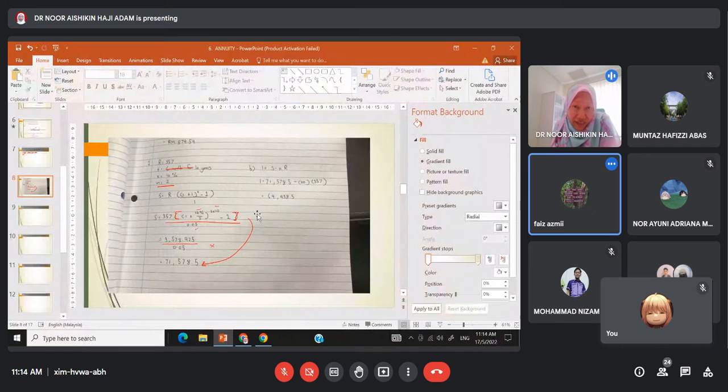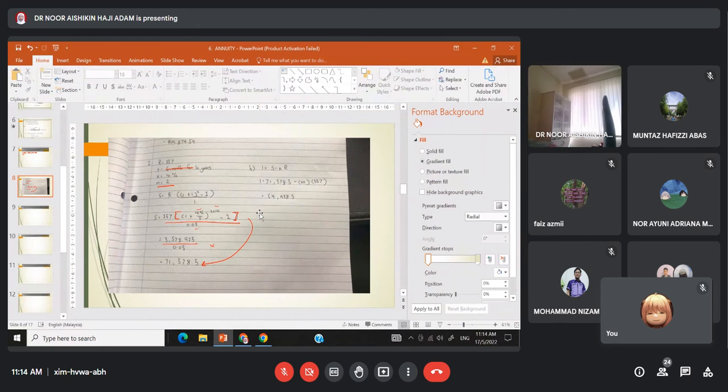Doktor buat dalam kurungan tu dulu kan? Ya. Tak dapat? Macam lain je. Sekejap. Ni dah calculator saya. Okay.